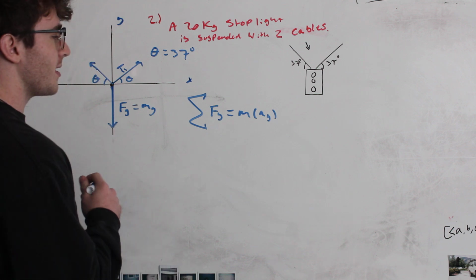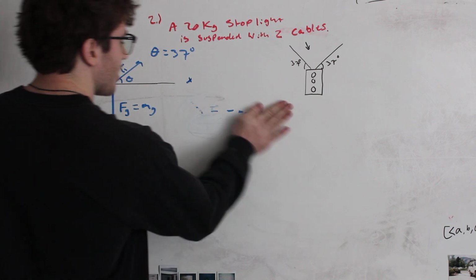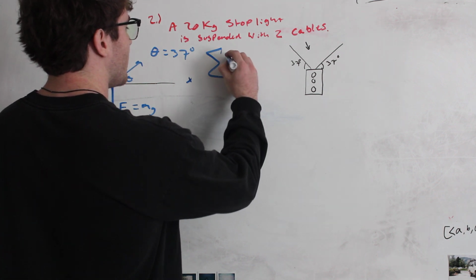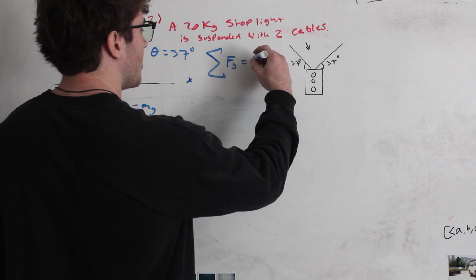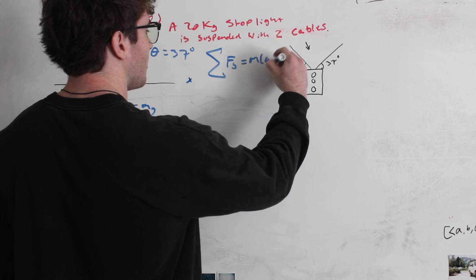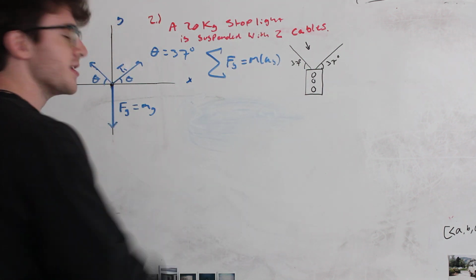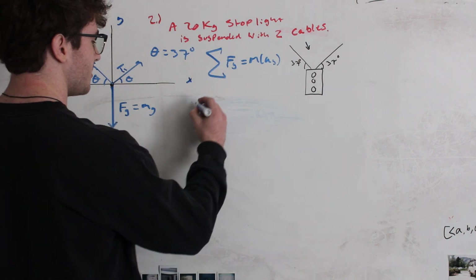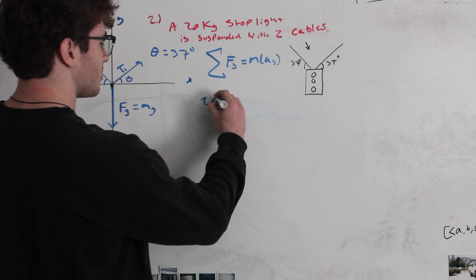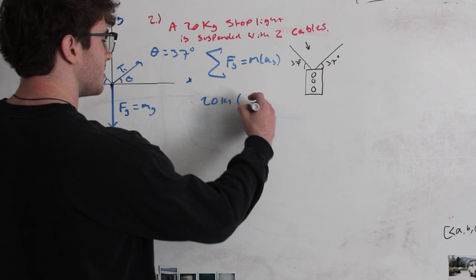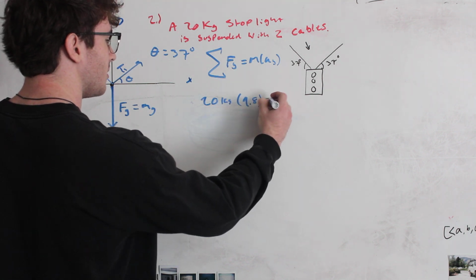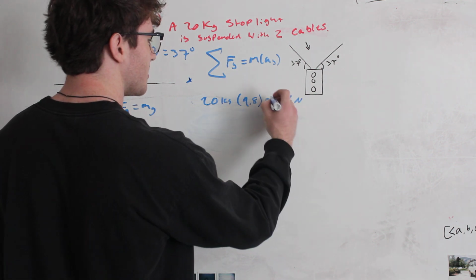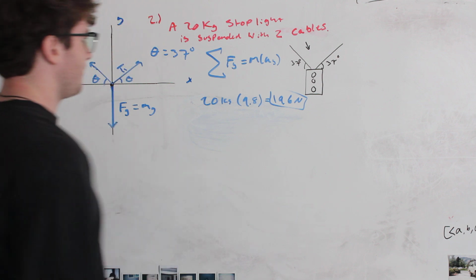First thing that's going to be very important is to solve for the weight of our stoplight. And that, like we said, is going to be mg. So the mass, 20 kilograms, is given to us in the problem. 20 kilograms times 9.8 equals, should get 196 newtons. That's the weight of that guy.